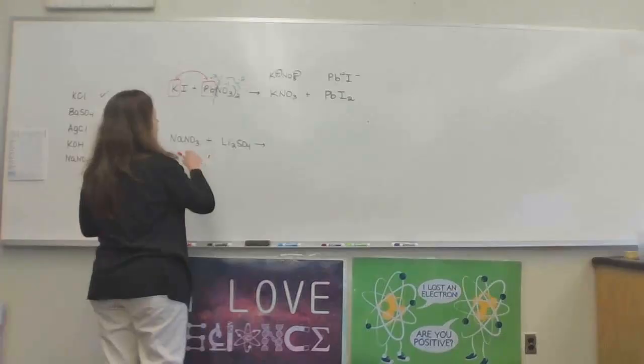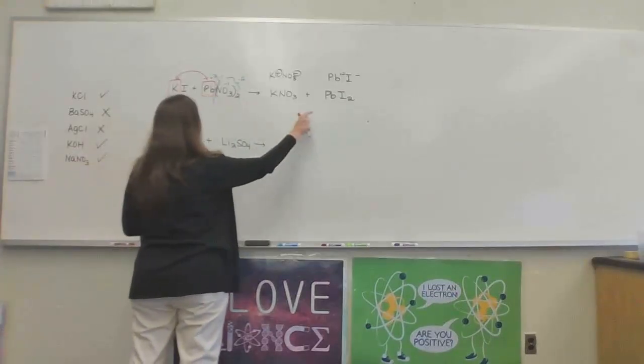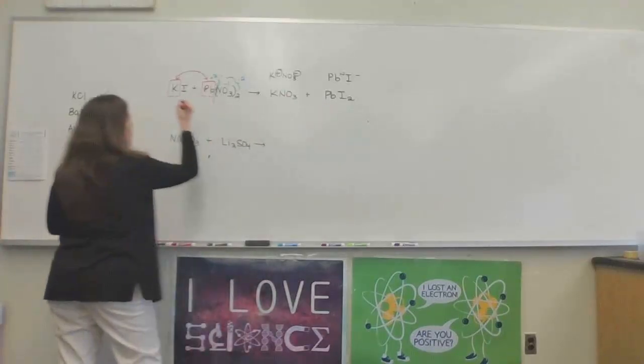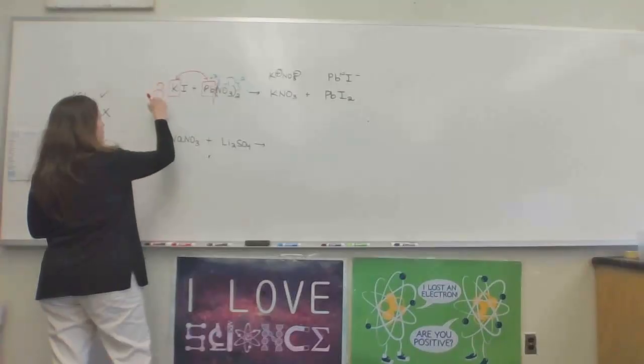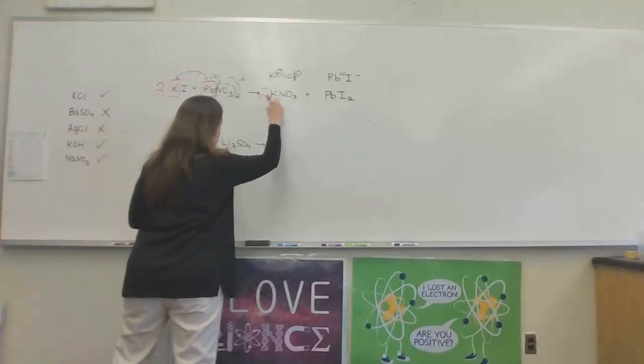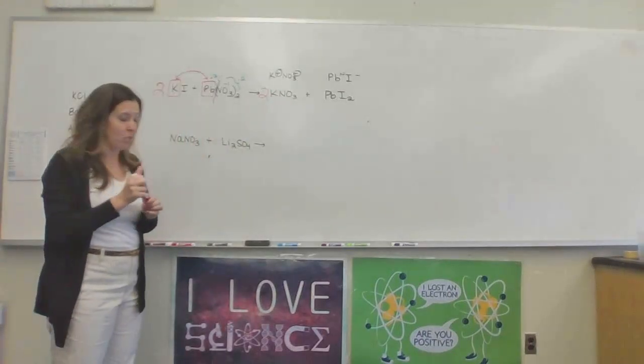So I have 1 K, 1 K, 1 Pb, 1 Pb, 1 I, 2 I's. Ooh, I'm going to need a 2 here. That means I have 2 K's, 2 nitrates, 2 nitrates, 2 nitrates, unbalanced, all right? So now I have a balanced equation.